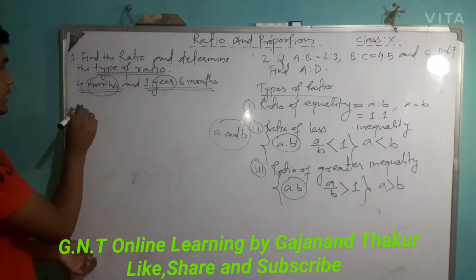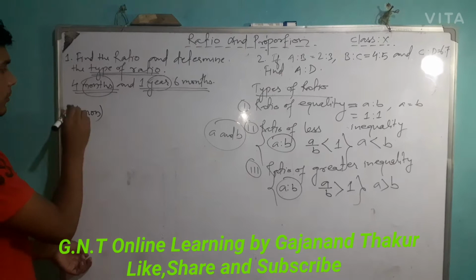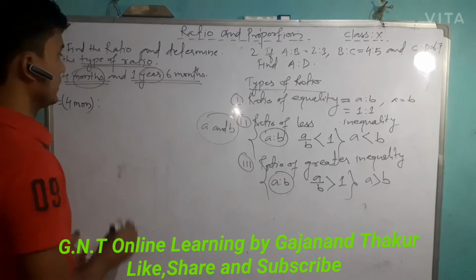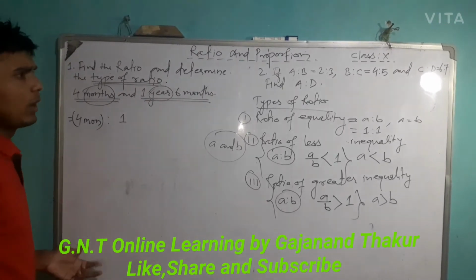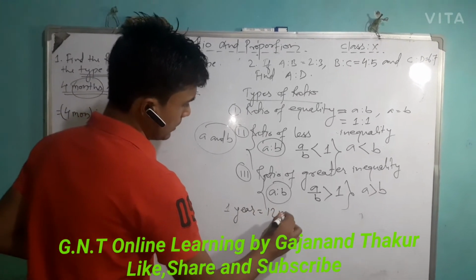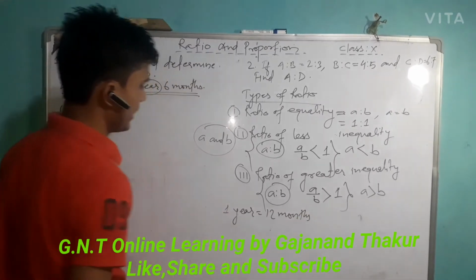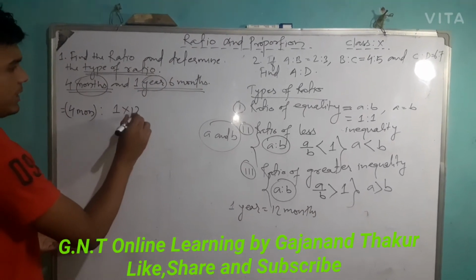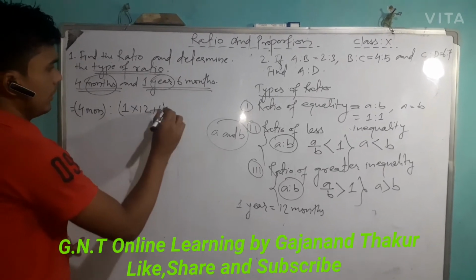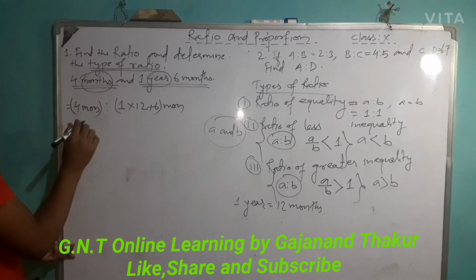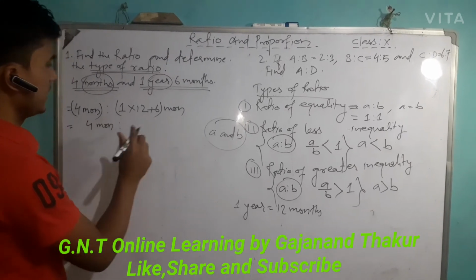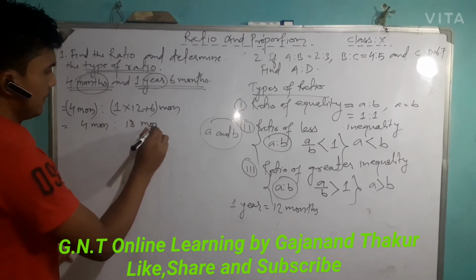So the month part we will keep as it is, 4 month, right? 4 month is to, then we are asked to find the ratio, so I am writing is to 1 year 6 month, right? We got 1 year. We know that 1 year equals 12 months. So here 1 into 12, then we got 6 month here, so plus 6, it will be month here. Now this is 4 month as it is, is to 12 plus 6, which will be 18 month here. 18 month, right?